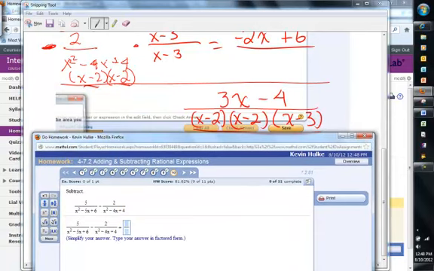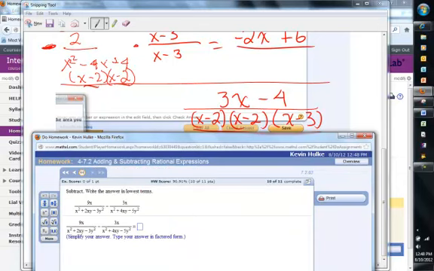Fraction 3x minus 4 over x minus 2, x minus 2, x minus 3. Last one.